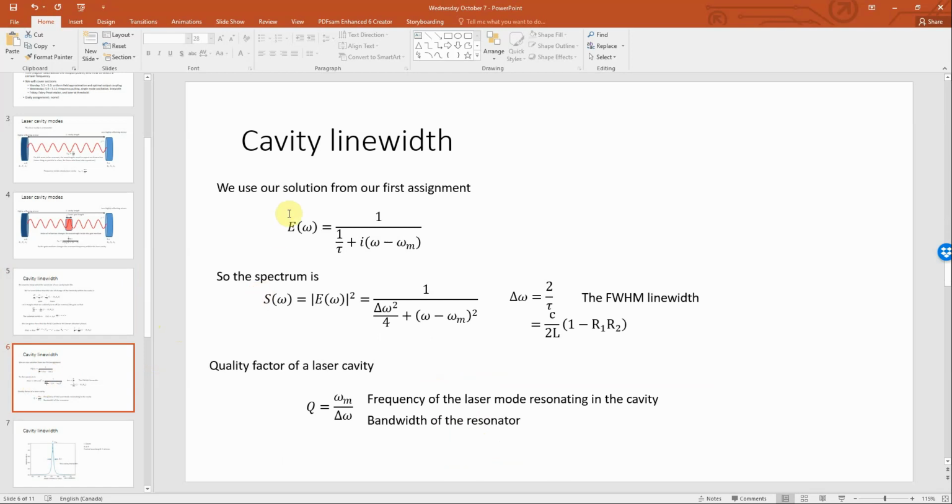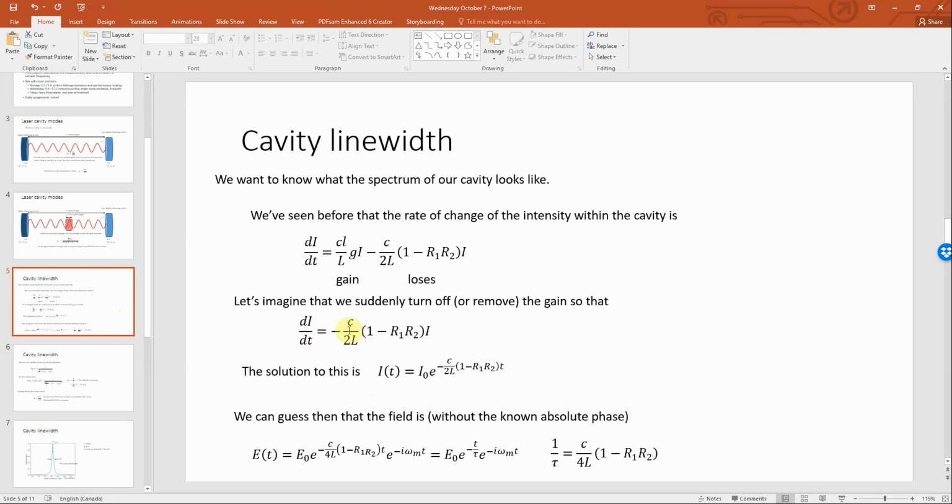So that means that the Fourier transform of this is going to be 1 over tau plus i times omega minus omega m, where omega m is that mode frequency. So it means that the spectrum is going to be 1 over delta omega squared over 4 plus omega minus omega m squared, where delta omega is this full width half max line width that I got you guys to calculate in the first assignment, which is going to be 2 over tau. But 2 over tau is c over 2L, 1 minus R1 times R2. But that's exactly what we had here for this amount of loss, right?